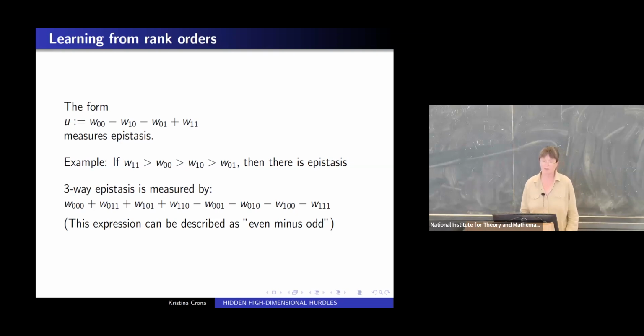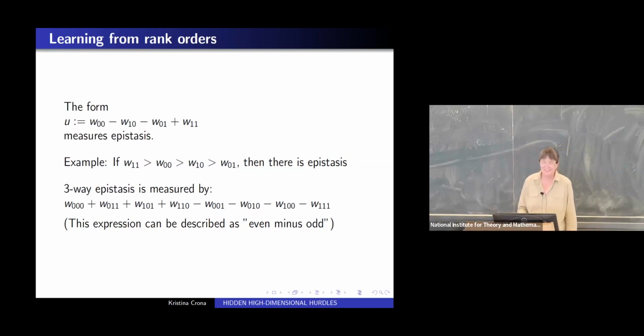Okay, so it's rather elementary that we can draw some conclusions from a rank order. If we have the form here that measures epistasis in a biallelic two-locus case, then obviously if the double mutant is more fit than the wild type, and those are more fit than the single mutants, there has to be epistasis, right? Because the positive coefficients are for the wild type and for the double mutant. Any objection to that?